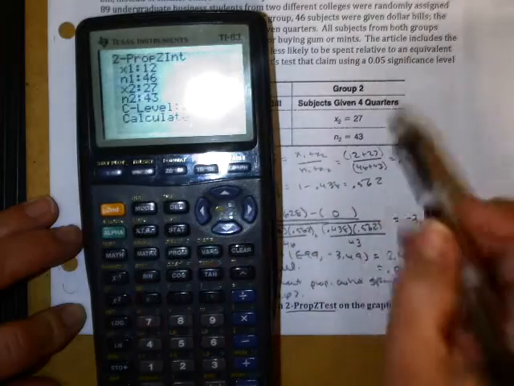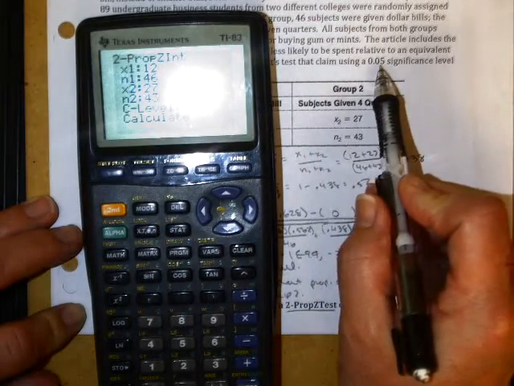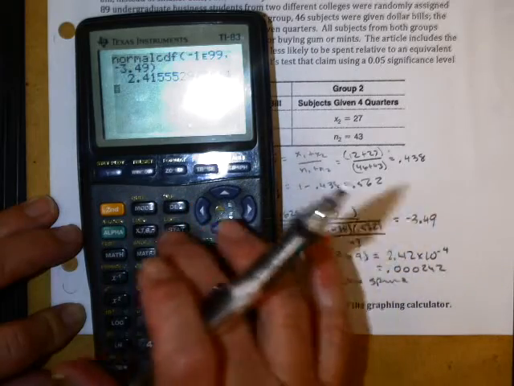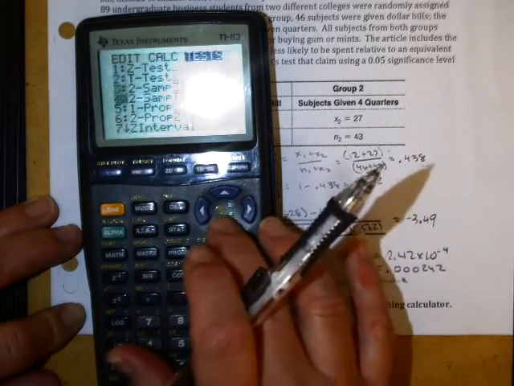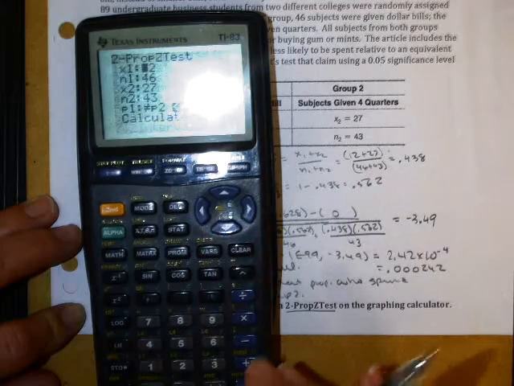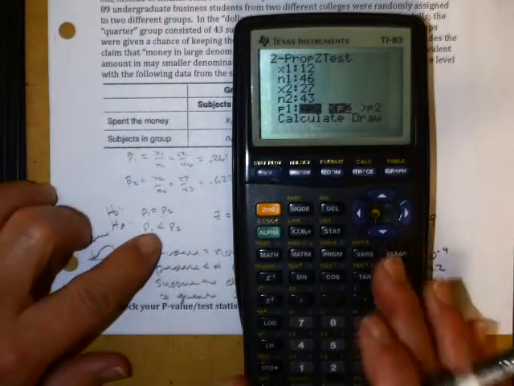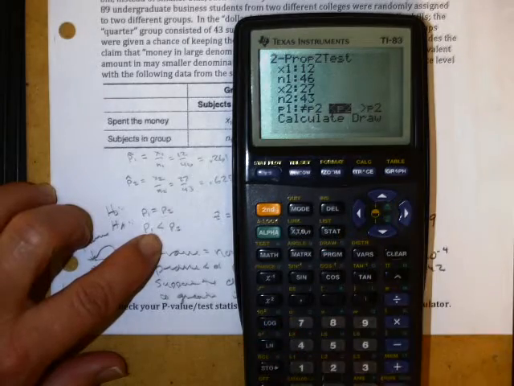Our confidence level, since it's a 0.05 significance level, oh sorry, I did a 2-prop-z interval, my mistake. We want a 2-prop-z test. Okay, so I entered them in. This is a less than test, so I want to select less than, and then calculate.